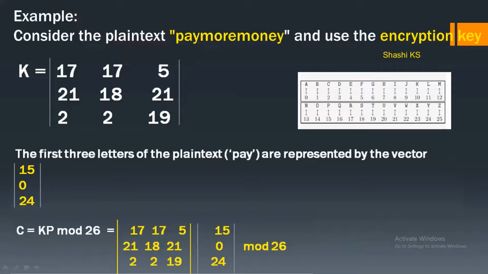Next you have 2, 2 and 19 in the third row of the K matrix. So 2 would be multiplied with 15, this 2 would be multiplied with 0 and this 19 would be multiplied with 24.